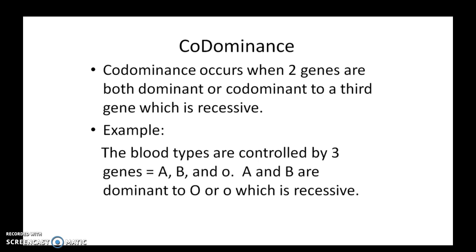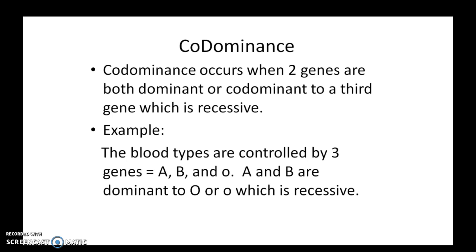Another type of dominance that we will talk about here would be codominance. Codominance occurs when 2 genes are both dominant or codominant to a third gene which is recessive. So if you're talking about genes that are codominant, they are equally dominant to each other. So they are equal. So instead of seeing a blending of traits, you're going to see both traits equally. For example, if you had a black rabbit and a white rabbit, instead of making a gray rabbit, with codominance, you would make a white and black spotted rabbit.